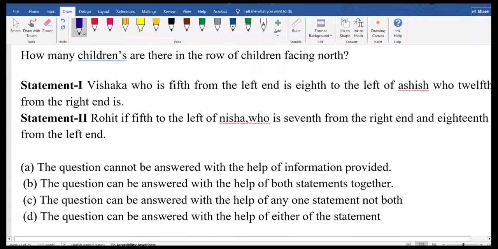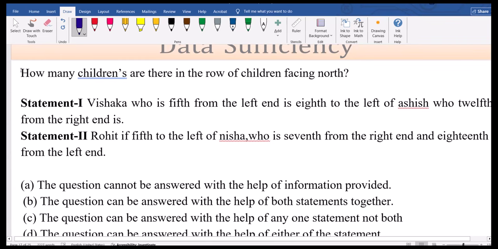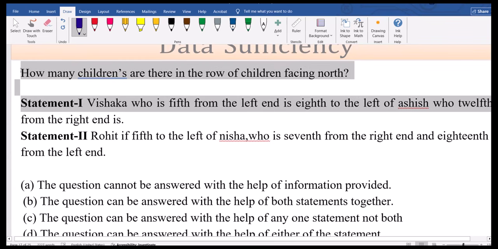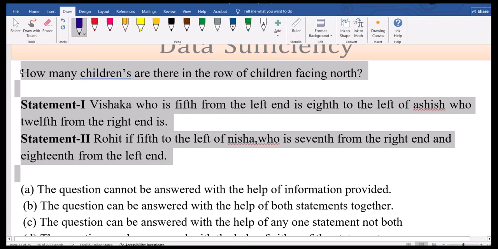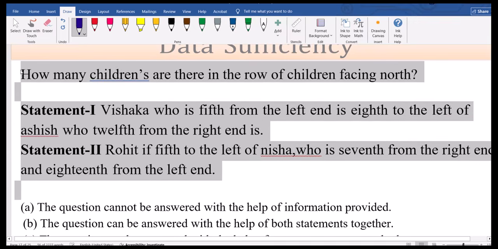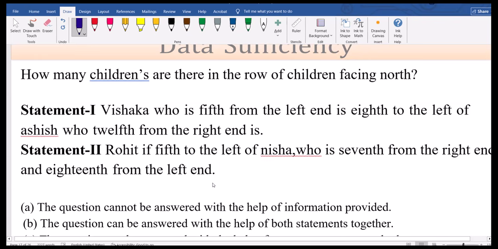Now what about this? Yeah, now this ranking, at least not for the previous question, this question ranking is helping. How many children are there in the row of children facing north?